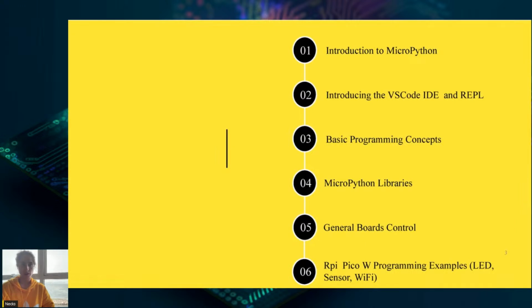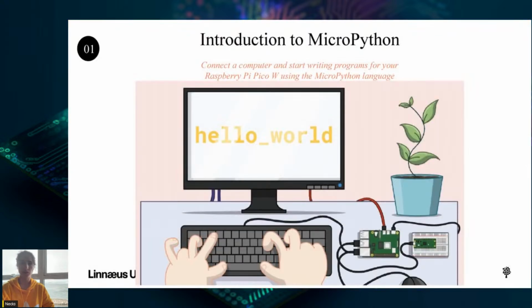This lecture consists of six topics. One is Introduction to MicroPython, introducing the VS Code IDE and REPL, basic programming concepts, MicroPython libraries, general boards control, and Raspberry Pi Pico W programming examples like LED, sensor, and connecting to Wi-Fi. Let's start with the first topic, Introduction to MicroPython.